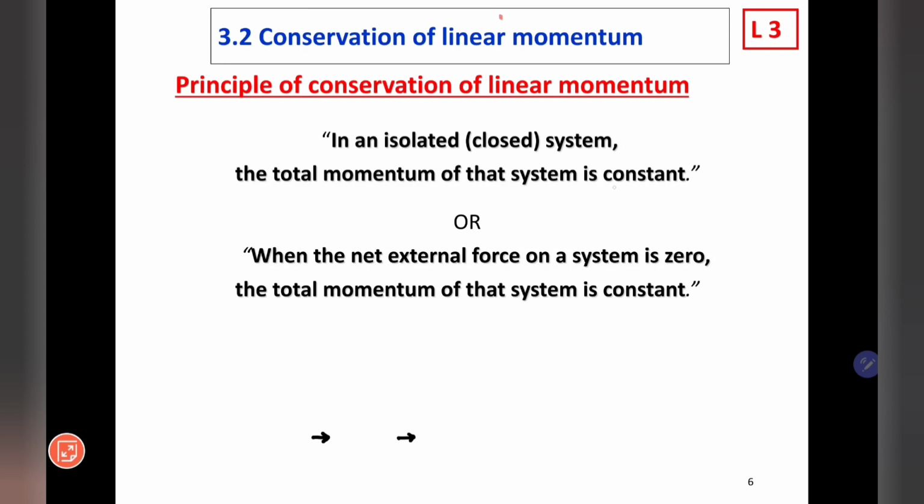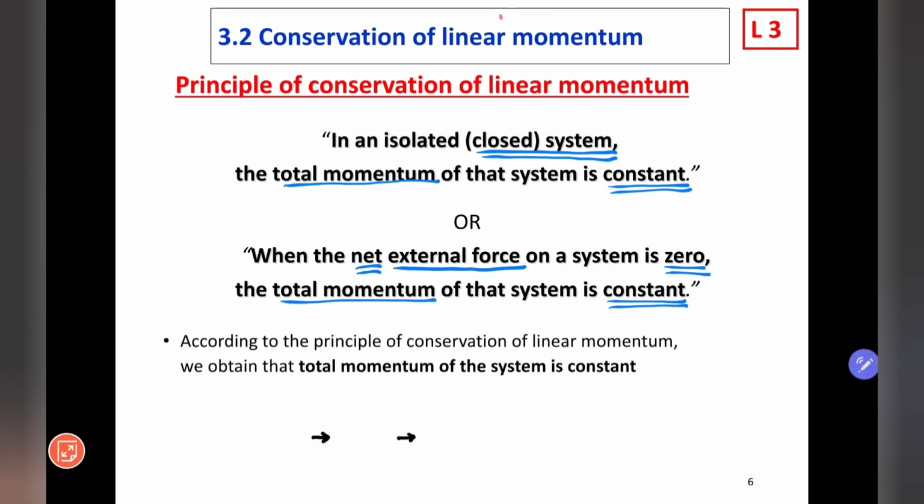Again, the keyword given here is constant. It means that the value still remains the same. It doesn't change between initial and final. What value is that? The total momentum. Alright, but there is a condition. The condition is for any closed system. What does it mean by closed system? It is where there is no external force exerted on it, or the net external force equals zero.